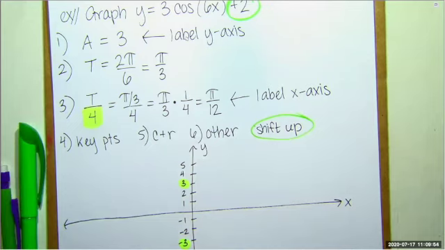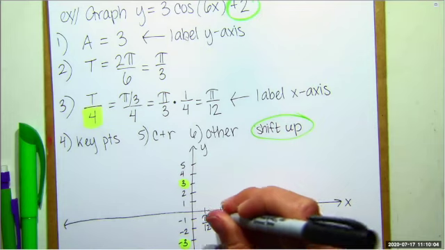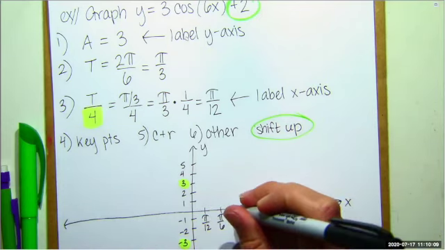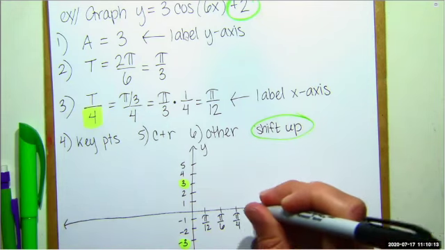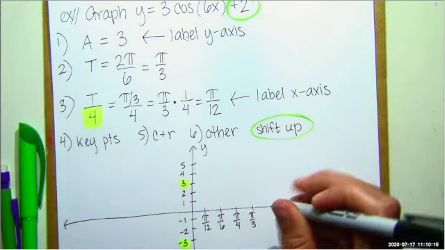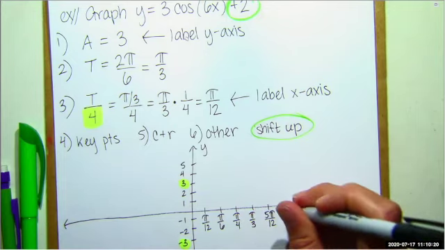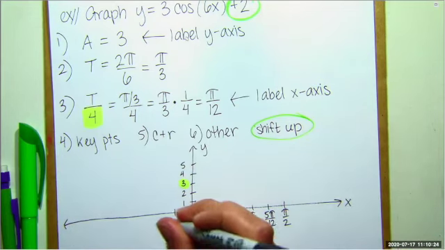Okay, next thing, I'm going to label my x-axis by pi's over 12. So 1 pi over 12, 2 pi over 12, 3 pi over 12, etc., reducing as I go. So 1 pi over 12, 2 pi over 12 is pi over 6. 3 pi over 12 is pi over 4. 4 pi over 12 is pi over 3. 5 pi over 12, and then 6 pi over 12 is pi over 2.